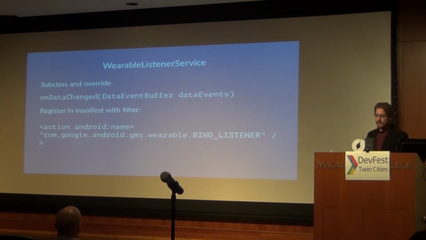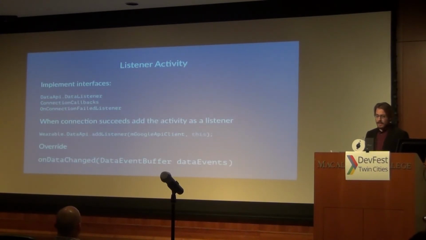The WearableListenerService is provided with the Wearable SDK, and you subclass it and you override the onDataChanged method, and then in the manifest register this intent filter. In a listener activity, you'd want to implement those three interfaces, and then when the connection to the API client is successful, you then want to add the activity as a listener, like that, and then override again the onDataChanged event handler there.